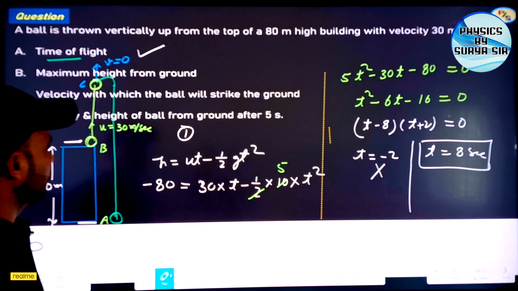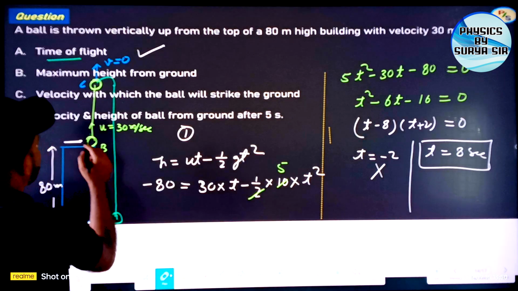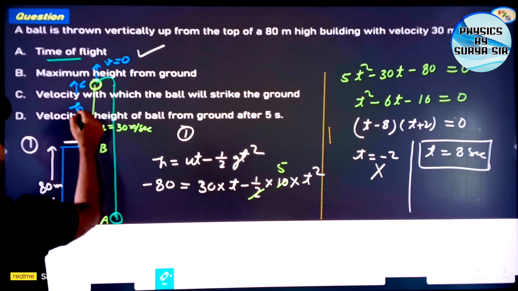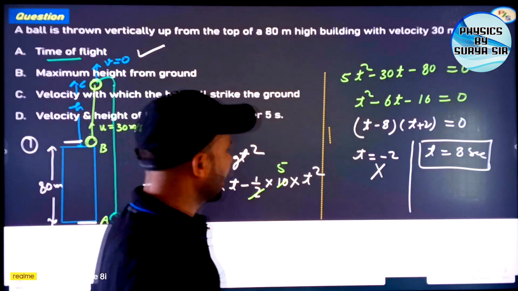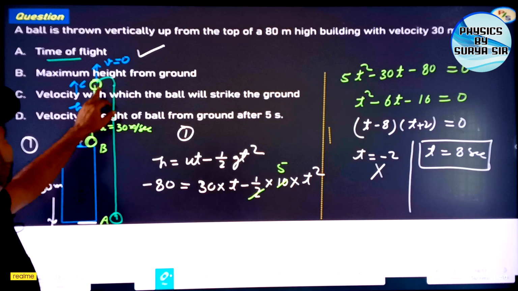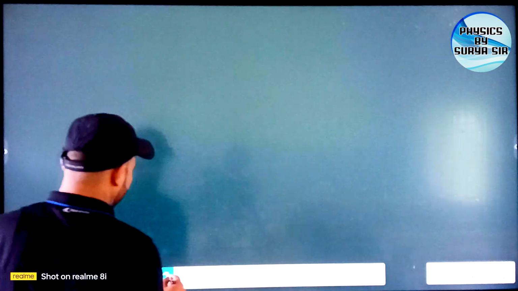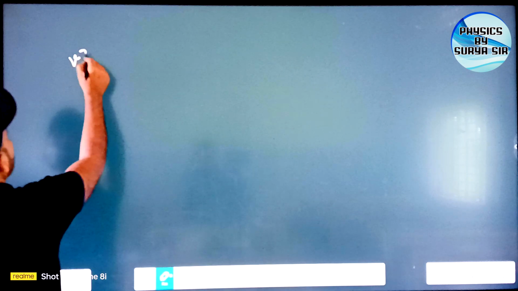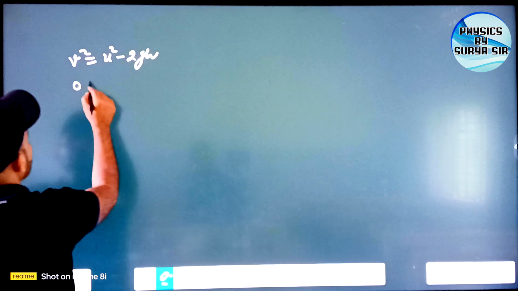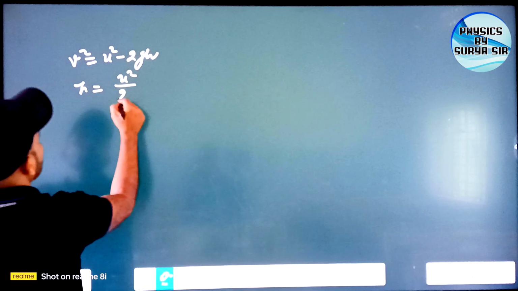Now, the maximum height from the ground. What is the maximum height? First we have to calculate this height. Suppose this height is h. Once this height has been calculated, and we see how far it goes to the top point, then we will add and get the value of maximum height. So initial velocity is 30 and final velocity is 0. We can calculate the displacement. v square is equal to u square minus 2gh. v is equal to 0, or directly we can use h is equal to u square by 2g.